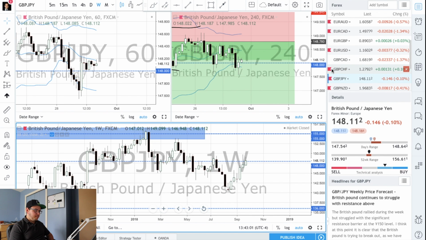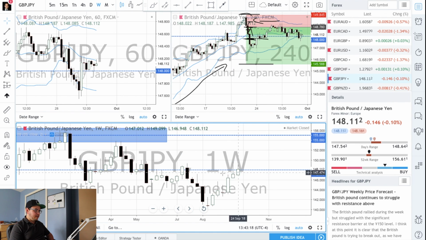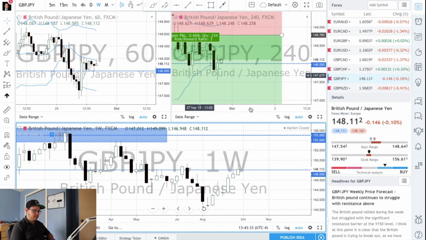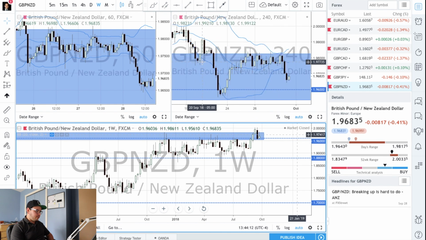GBPJPY is back at a resistance area at 148. There was a trade which I talked about here last week, and you can look for bearish setup at this zone like I showed you here in the past, and this one is still going on. JPNZD is back at a resistance area at 1.96. You can look for bearish setup there. So far we have nothing.